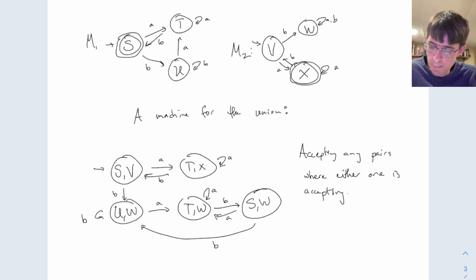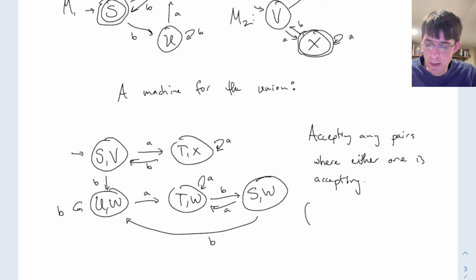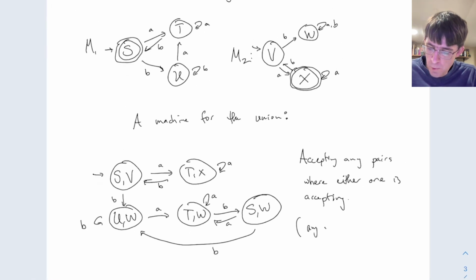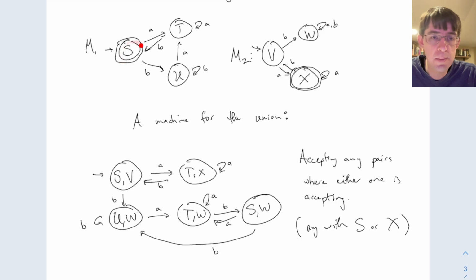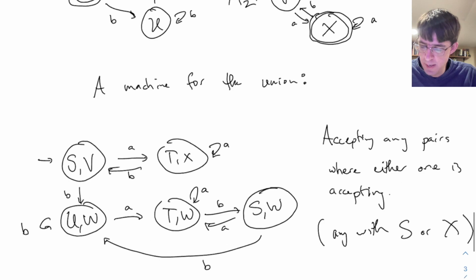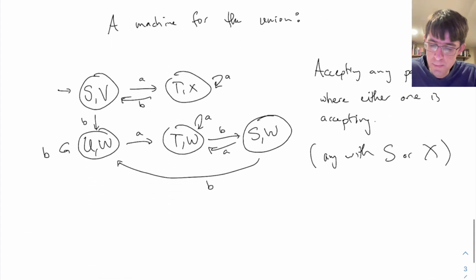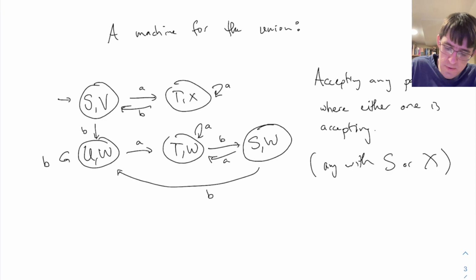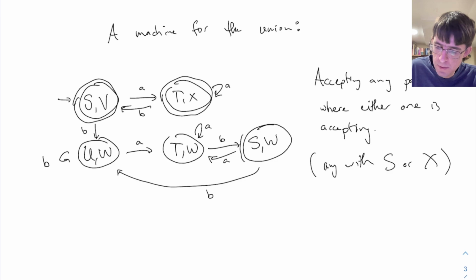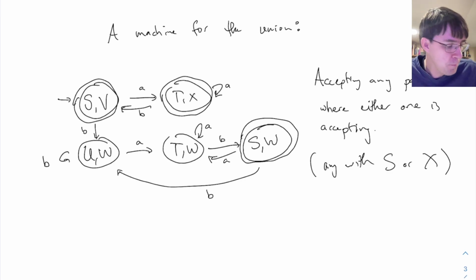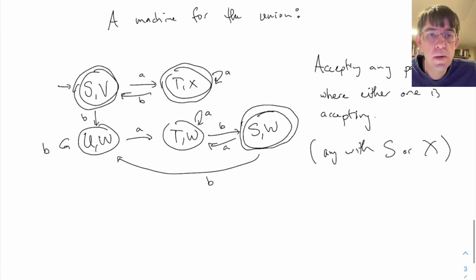So that means in this particular example, I want any with either an S or an X, right? Because S was accepting on M1 and X was accepting on M2. And so any of these states which have an S or X, those are going to be my accepting states. So in this particular example, this is accepting because of the X, and this is accepting because of the S. Right? And I think that's that.